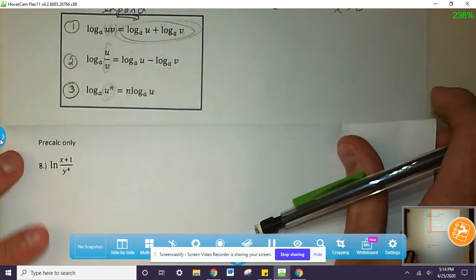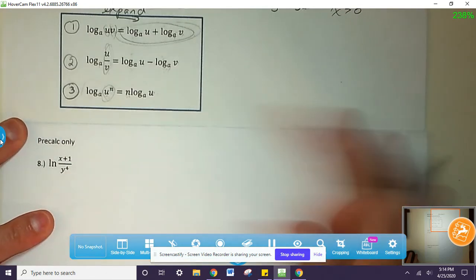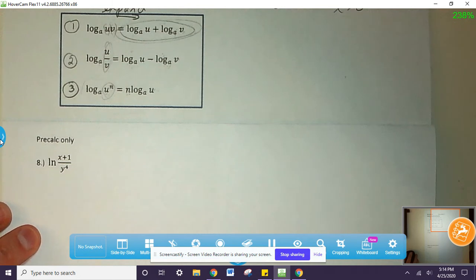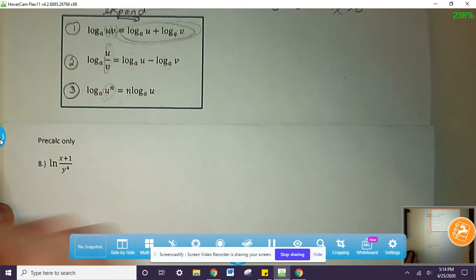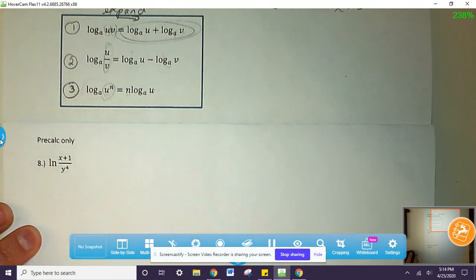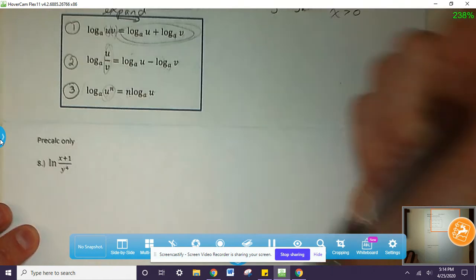And we have one more example for pre-calc. And let's take a look at this one. So we have natural log again, that's log base e. And our numerator is x plus 1, our denominator is y to the 4th. Think please about which rules you'll be using. 1, 2, 3.